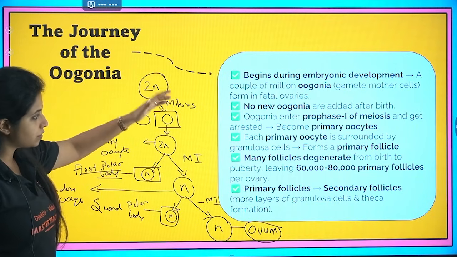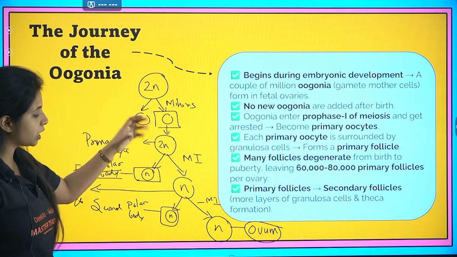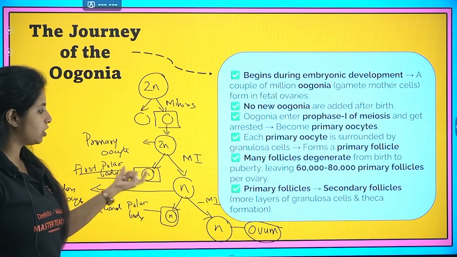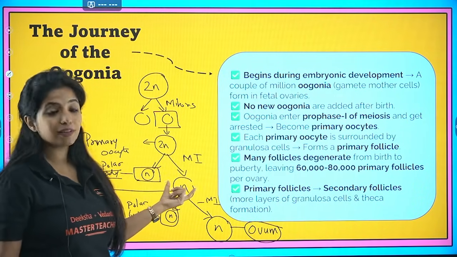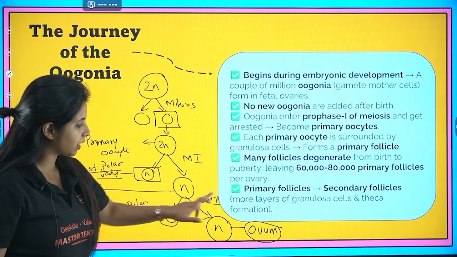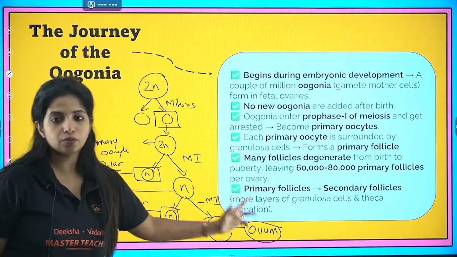Oogonia undergoes mitosis. Some of them differentiate to primary oocyte. The primary oocyte undergoes meiosis. Unequal division happens. Basically, one is going to be the polar body, first polar body. The second one is the secondary oocyte. Secondary oocyte is going to undergo second meiotic division. And what exactly happens? Again, unequal division, and you get the ovum.